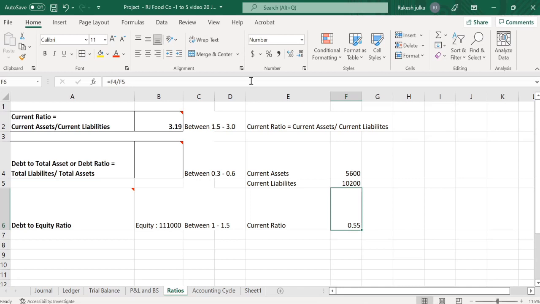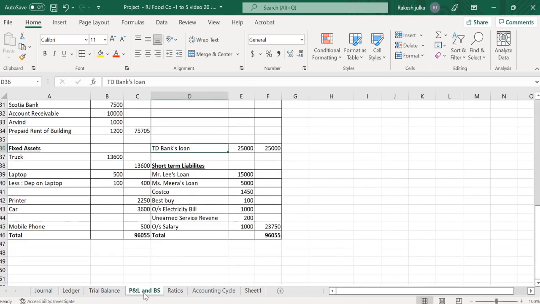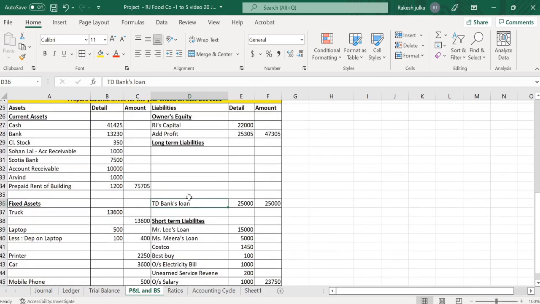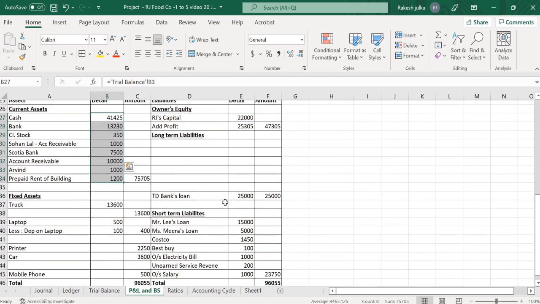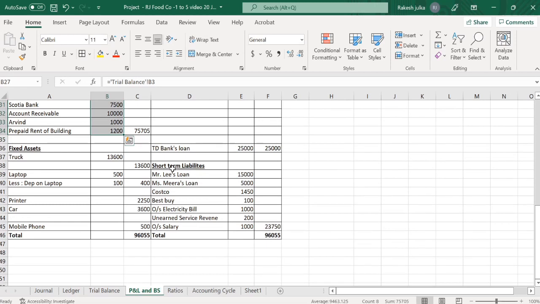Now, if we talk about our example here, the profit and loss account we have already done, and we have all these assets. 75,705 is our current assets. On the other side, we have our short-term liabilities, meaning our current liabilities, that we have 23,750.